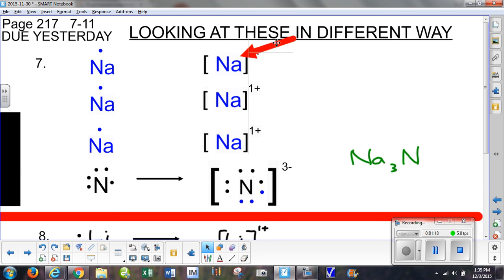And do you notice that I'm using brackets here? That's how we indicate an ion. Okay, it's a different kind of a formula than you're used to seeing. And it's just the way for writing an ion. And then the charge always is put right here. So notice that nitrogen needed 3. He needed 3 electrons to fill his highest principal energy level.